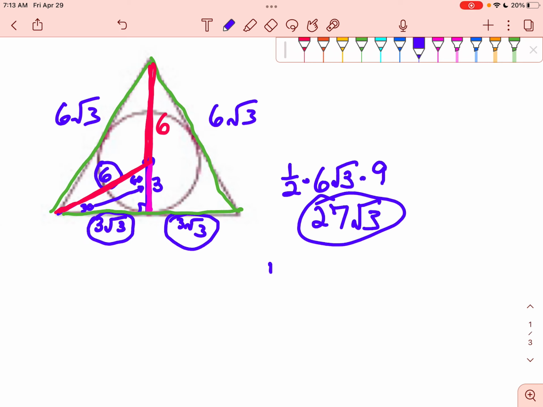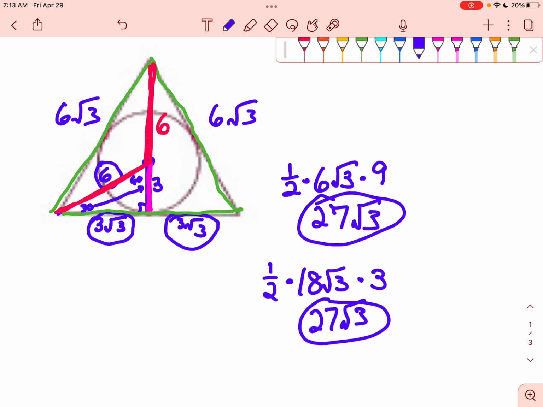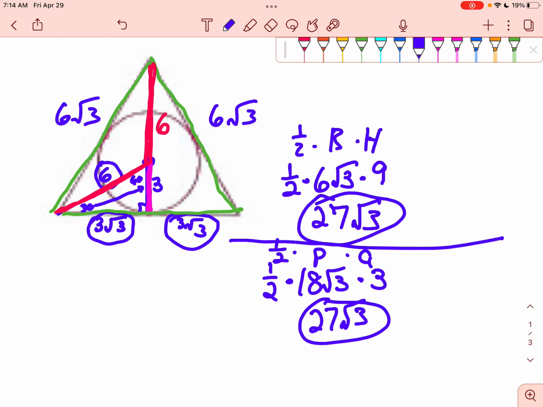I'm left with 27 root 3. If I do 1/2 times the perimeter, 6, 12, 18 root 3, times the apothem, which is 3, I'm still left with 27 root 3. So it doesn't matter. This was 1/2 times the perimeter times the apothem, and this is 1/2 times the base times the height. Two different ways of finding the area of an equilateral triangle. The base-times-height way works for every triangle. The perimeter-times-apothem way is only for your regular shapes.